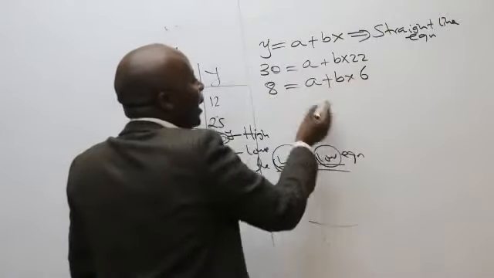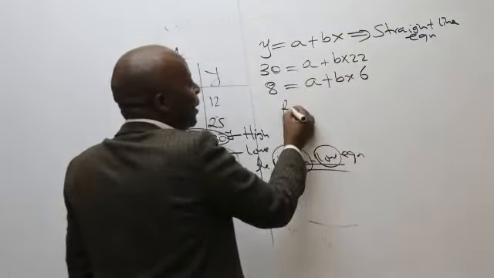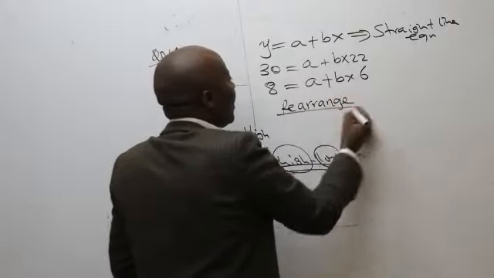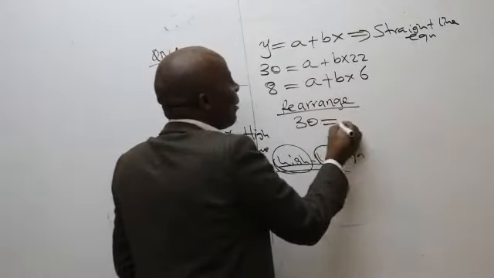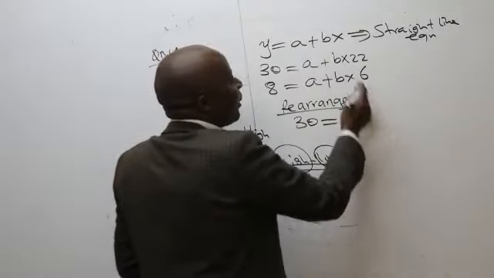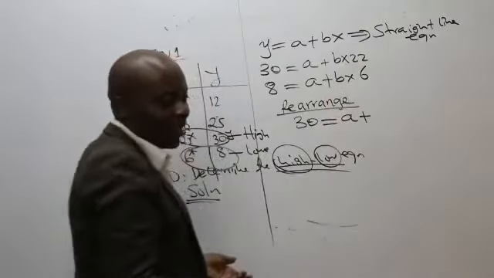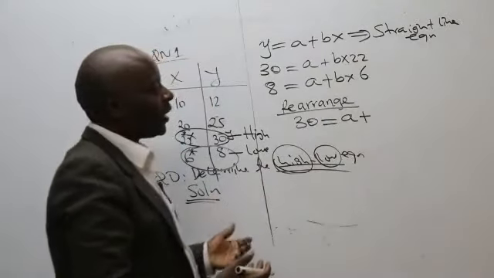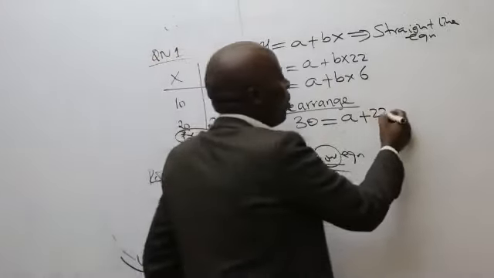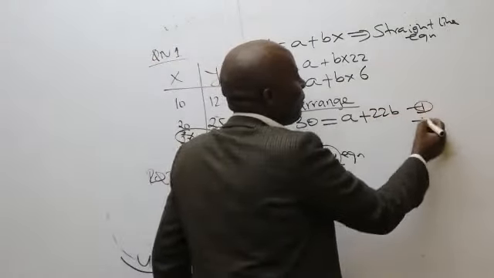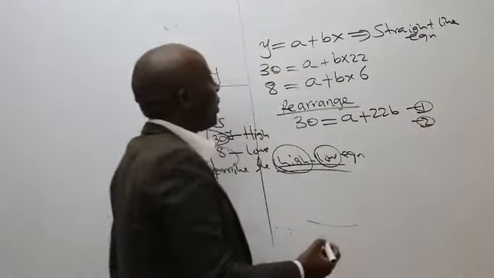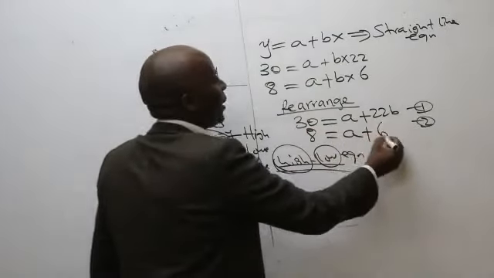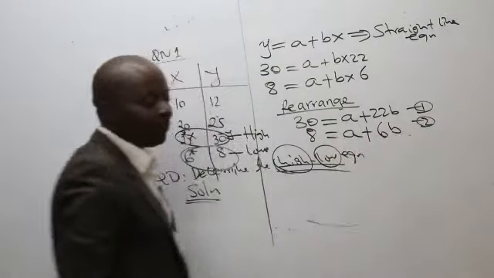So if I rearrange this nicely mathematically, I end up having 30 equals a. There's no way a number can come after a letter. This being mathematics, a number must be in front of a letter. So a plus 22b. This is equation number 1. Equation number 2, what do we have? We have 8 equals a plus 6b.